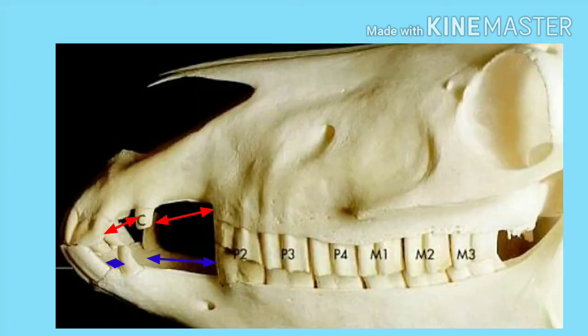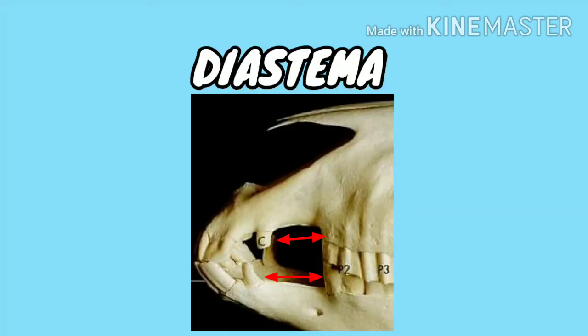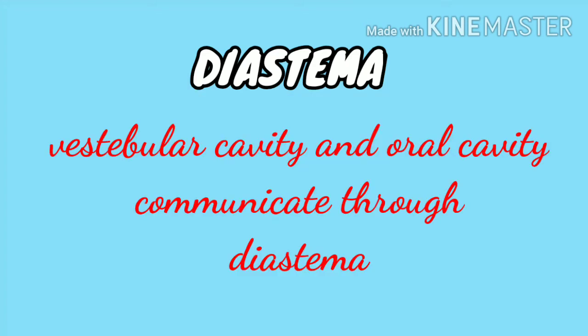And then let's study about diastema. As the face of most animals is elongated, some considerable space between the teeth in the form of arcades is available. This interdental space is called diastema. This space is well noticed between the canine tooth and the first premolar. Remember that the vestibular cavity and the oral cavity of the mouth communicate through the diastema.